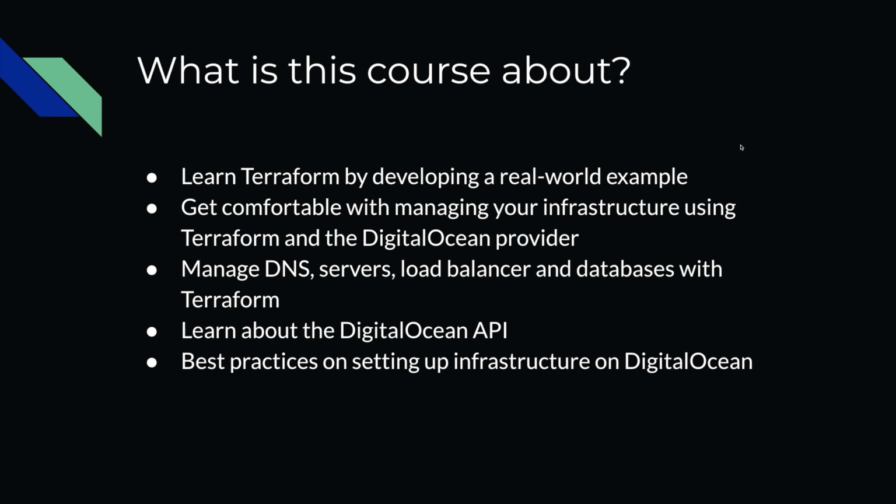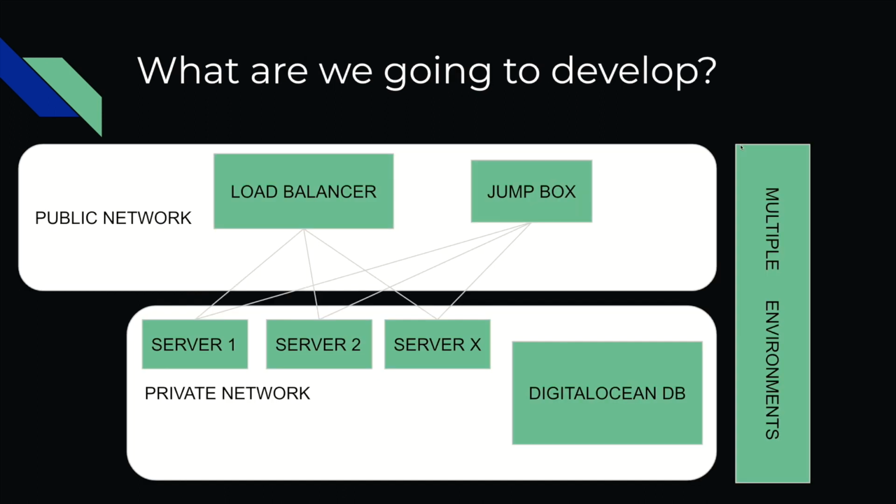So the question left now is, what are we actually going to create? Here's a quick drawing defining it. We'll have a private and a public network. In the public network will sit our load balancer, which will spread the load across our fleet of servers, and a jump box, because that's the strategy we'll be using to get inside our infrastructure, having a single point of communication with the outside world, keeping it more secure and easier to secure.